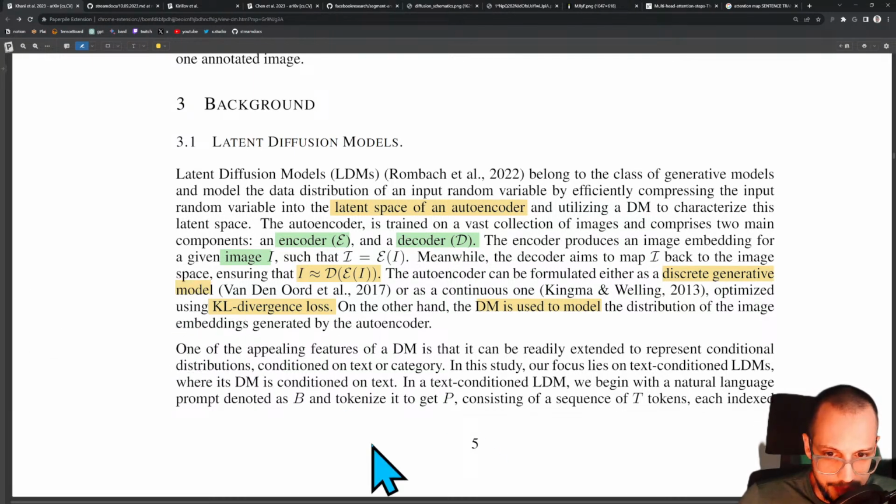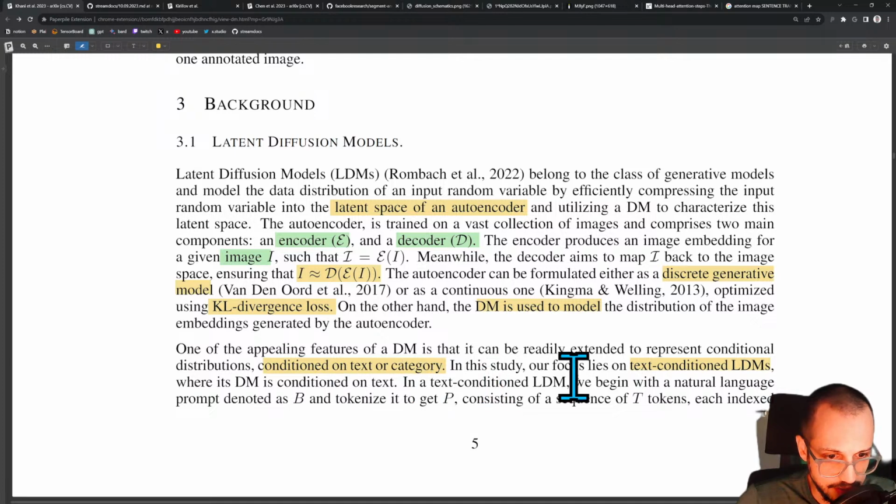Okay. One of the appealing features of a DM is that it can be readily extended to represent conditional distributions conditioned on text or category. Right, so this is where you're conditioning on a text, and category here might be, if you were doing some kind of classification model, something like car or cat or dog, right? If you were doing a classification model for cats and dogs, cat is a category and dog is a category. In this study, our focus lies on text-conditioned LDMs, text-conditioned latent diffusion models, where the DM is conditioned on text.